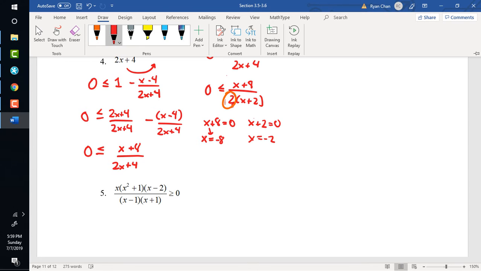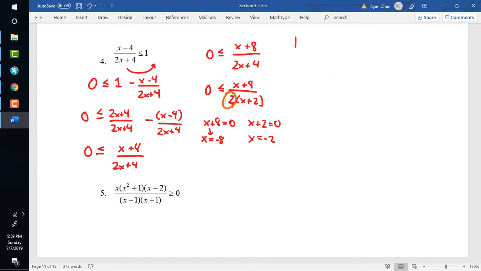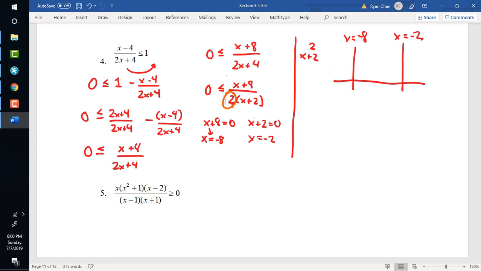Okay, so let's get started. We're going to need the same thing. This one's not bad. We only have 2 posts, so I have 2 vertical posts. I have x equals negative 8, and I have x equals negative 2. I'm going to write all my factors: 2, x plus 2, and x plus 8. 2 is pretty easy because it'll always be positive no matter what you plug in. x plus 2 will be negative, negative, positive. And then x plus 8: any number below negative 8 will become negative, and this will become positive, and this will become positive.